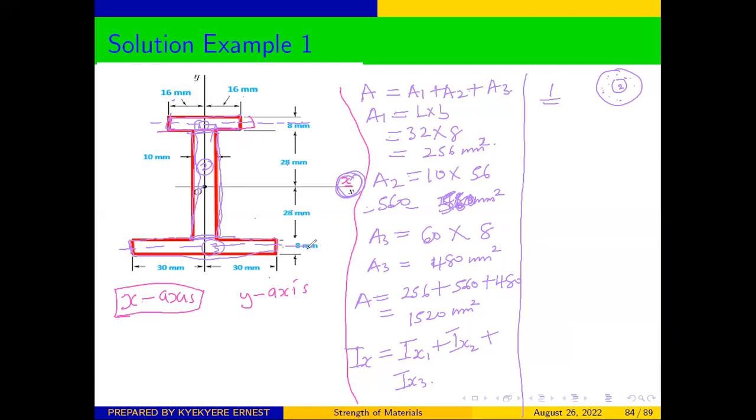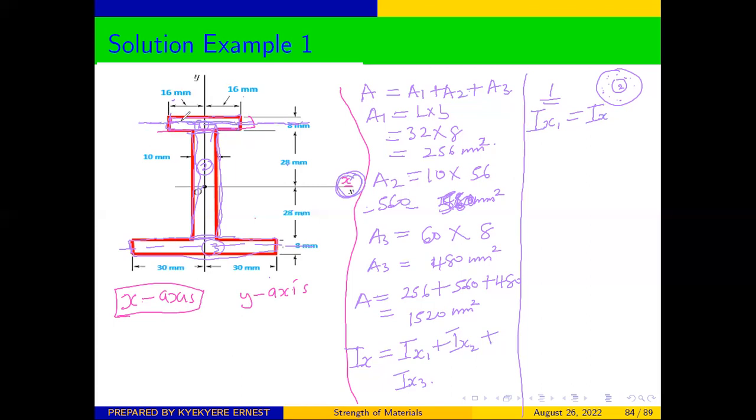Good. Because the centroidal axis, which is the x-axis, is not passing through the center of section 1 and section 3, and section 1 and section 3 have their own centroids, to determine the moment of inertia with respect to the x-axis, we use the parallel axis theorem. From the parallel axis theorem, Ix for section 1 is going to be the moment of inertia of section 1 when it has its own centroid as this.